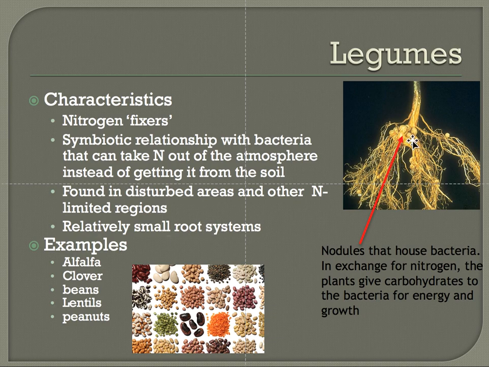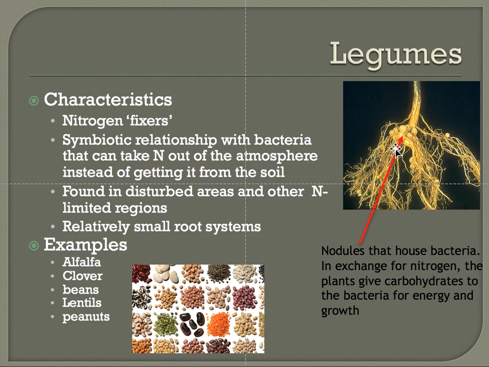So just to point out first here, these little bumps on this part of the root system are called nodules, and that's where the bacteria live. They live inside these nodules. Then the bacteria take the nitrogen out of the air and give it to the plant. In exchange, the plant will give the bacteria carbohydrates that it photosynthesized to feed the bacteria, so the bacteria has energy and biomass to grow. So that's where the symbiotic part of that relationship comes from.